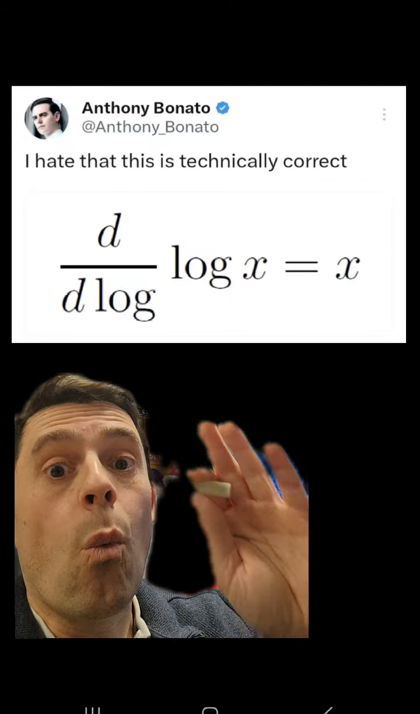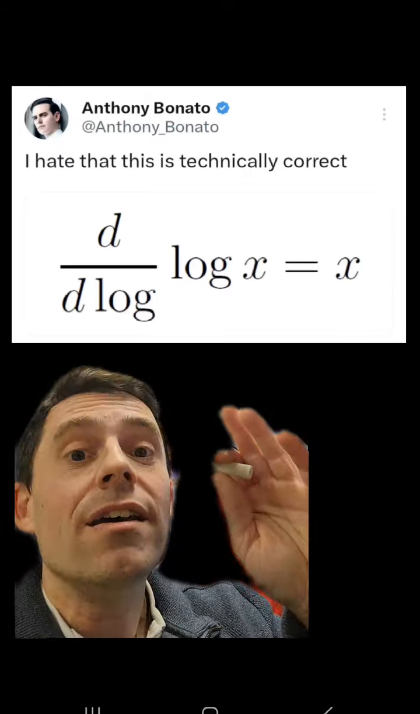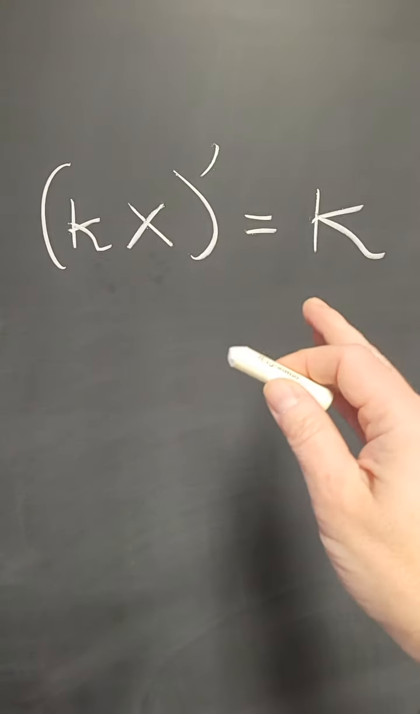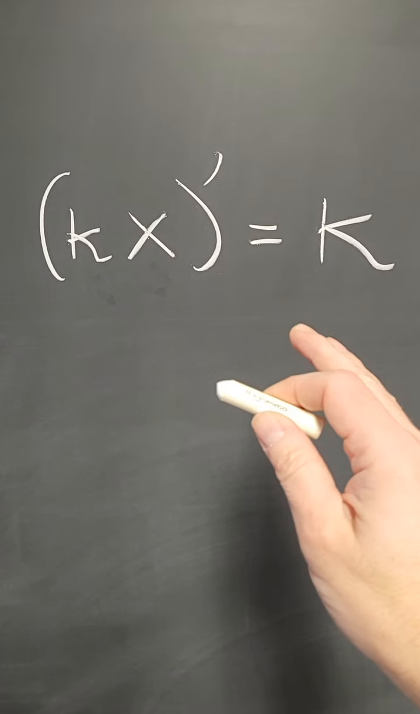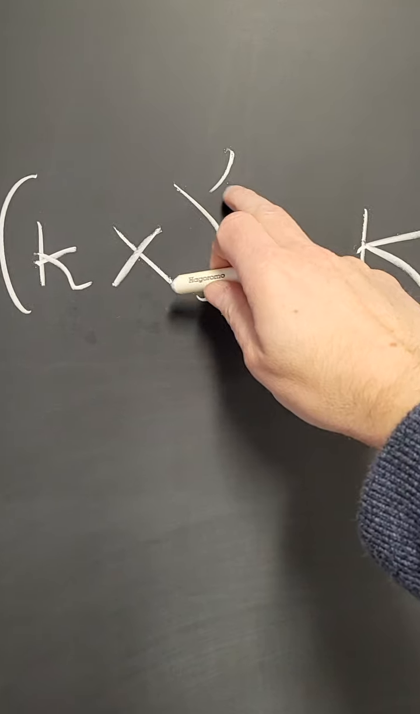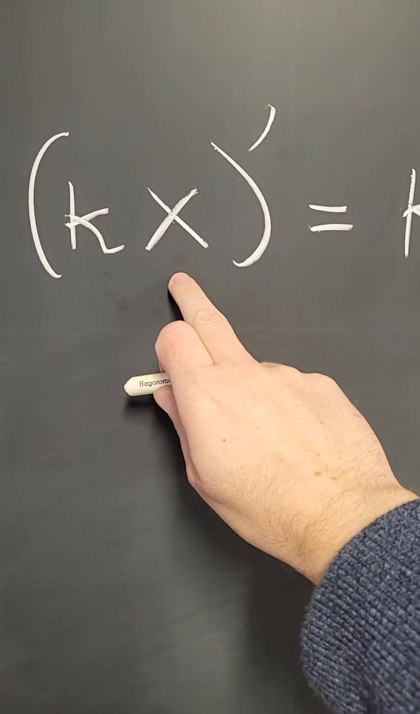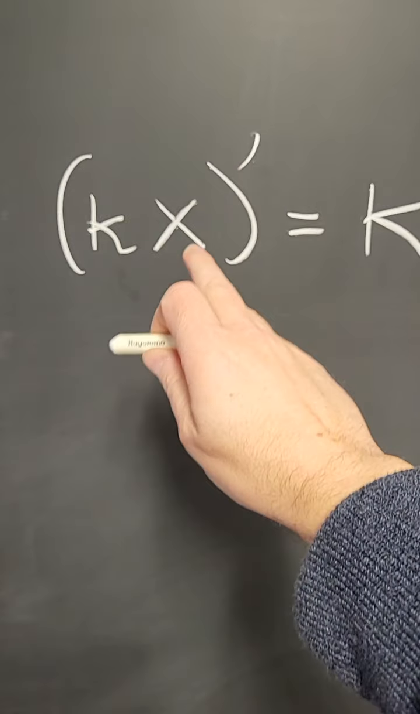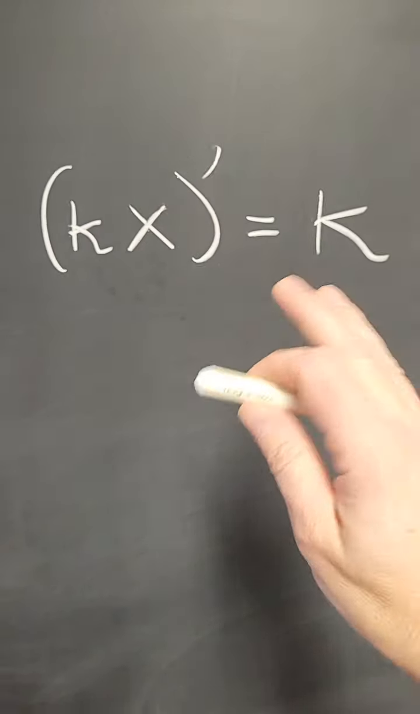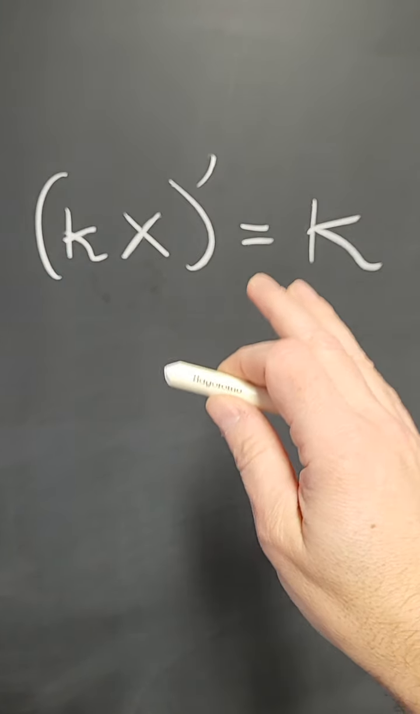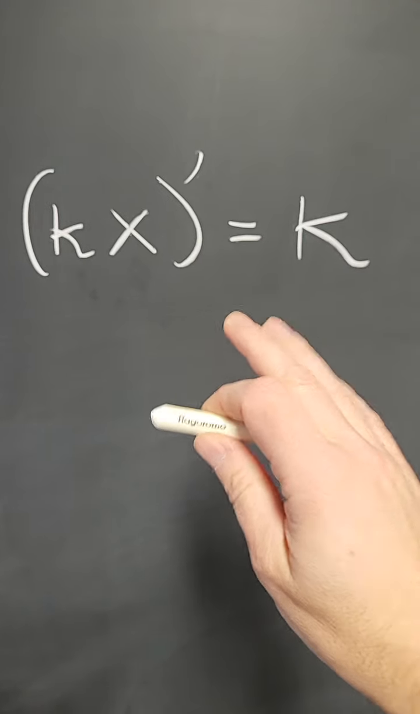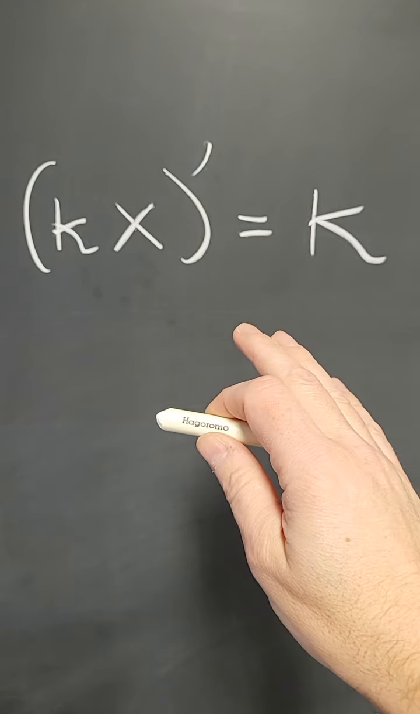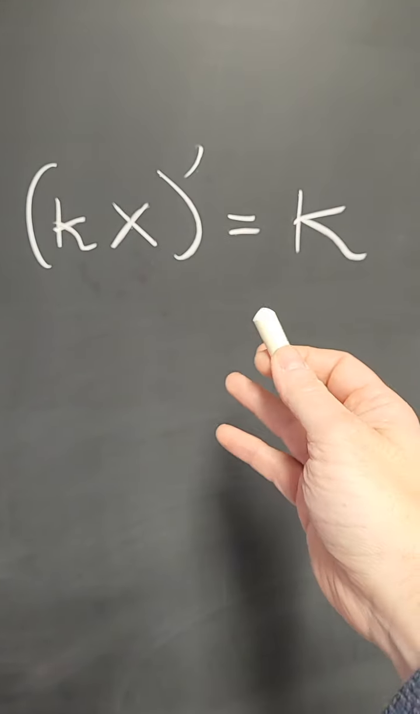So let me show you why this is technically correct. When we see something like this, we are going to immediately assume that that means derivative and that this is a function of the variable x, that k is going to be a constant, and therefore the derivative of this function is going to be k. Notation is very important, and it is important to use intuitive and natural notation that we're all used to because it makes reading math easier.